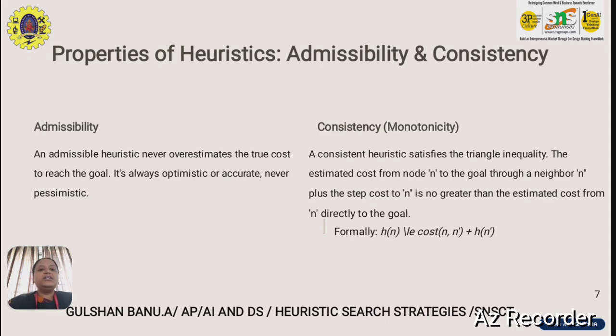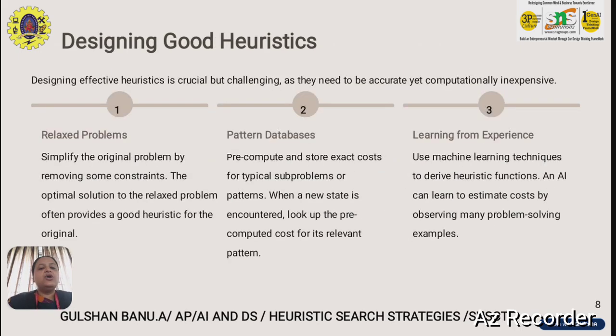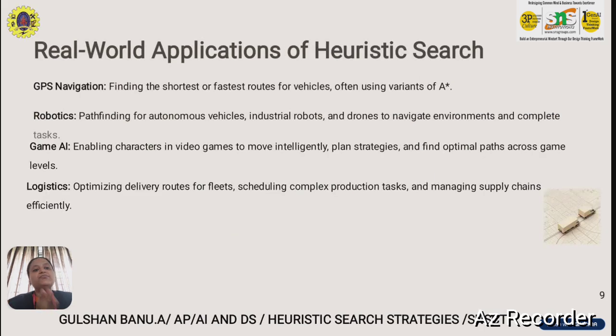Next, what are the properties of heuristics? There are two properties, admissibility and consistency. Admissibility means it never overestimates the actual cost to reach the goal, so it is very optimistic and accurate. Consistency is the continuous execution of the process. A good heuristic can be designed using relaxed problems, pattern databases, and learning from past experience.